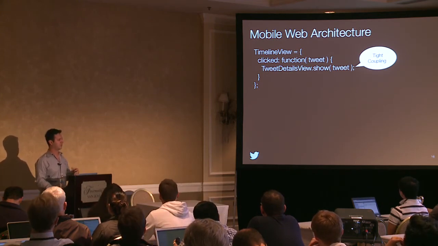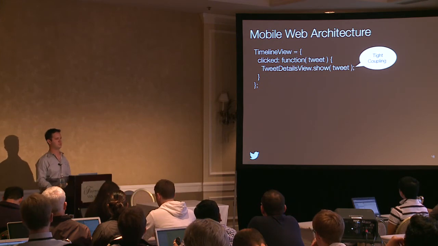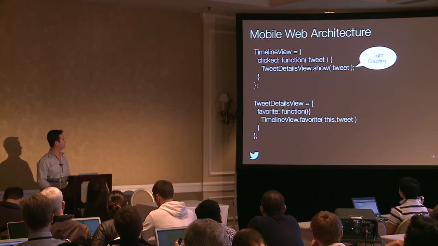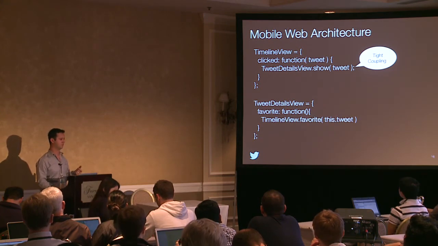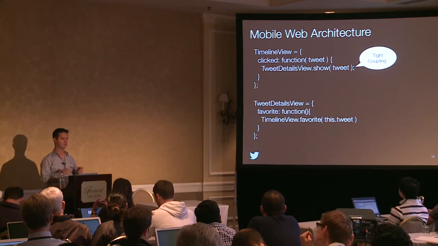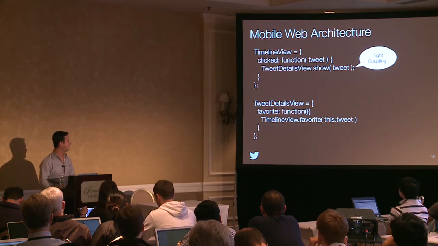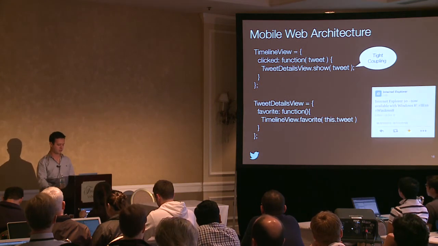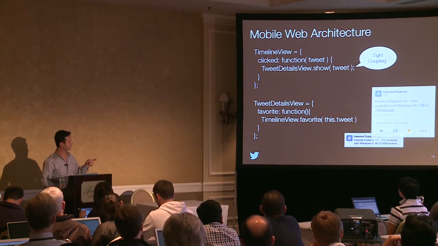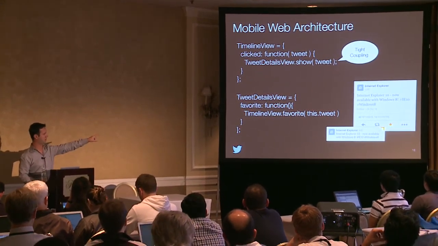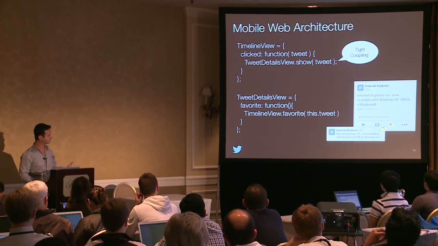You're making the timeline responsible for the actions of the tweet details, and that's not very good. This is another example, more visible of what can happen. If you're favoriting a tweet in the tweet details, so you open the tweet, you click favorite, and now you want that tiny mark in the timeline to show up, what we call the dog ear.